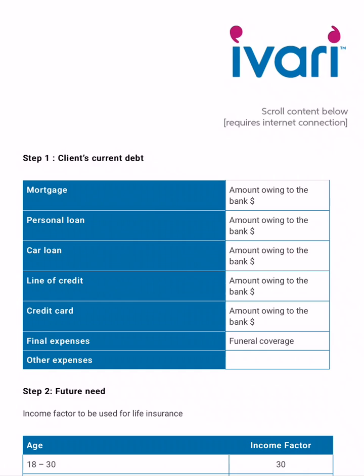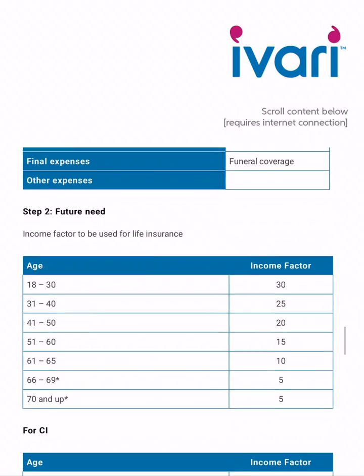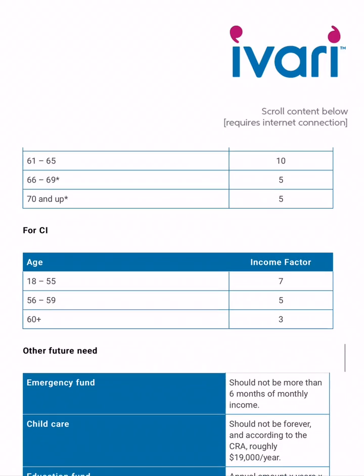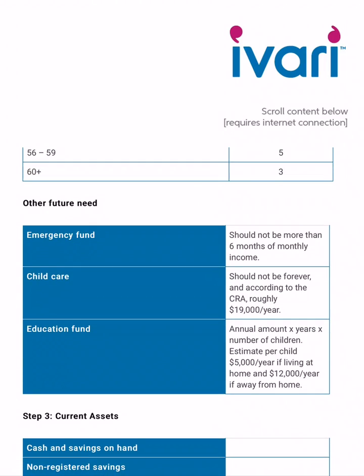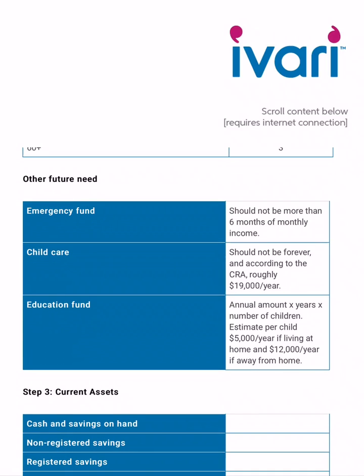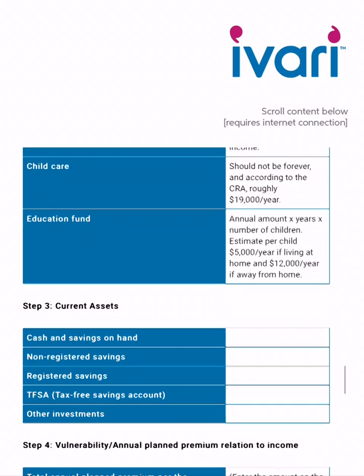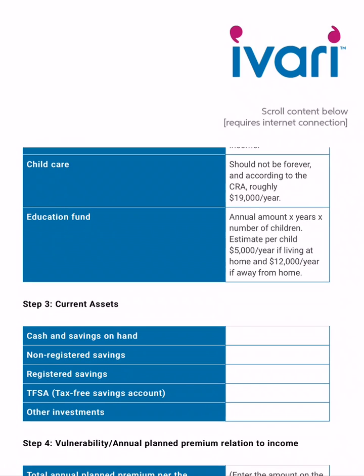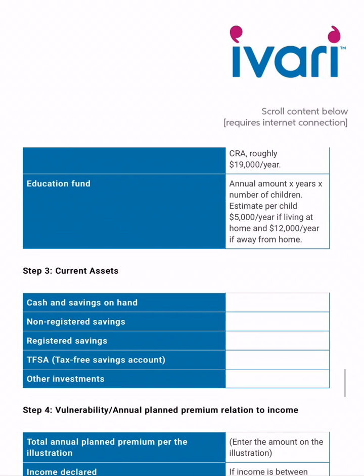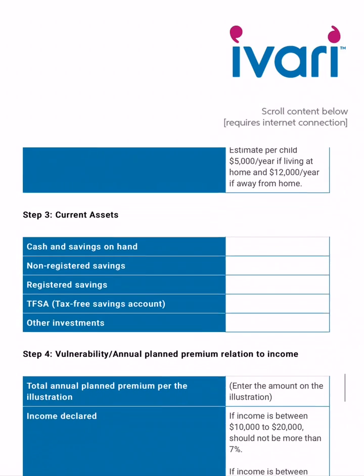Client's current debt: mortgage, personal loan, car loan, line of credit, credit card, final expenses, other expenses. Future need: income factor. You saw this already. For unemployed. For future need: emergency fund should not be more than 6 months of monthly income. Childcare, really? Childcare should not be forever, and according to CRA, roughly 19 grand a year. Education fund: annual amount X years, X number of children, estimated per child, 5 grand per year if living at home, and 12 grand per year if away from home. Really? Wow, that's a lot.